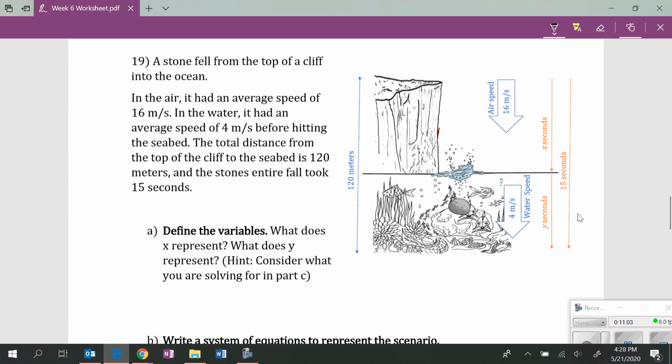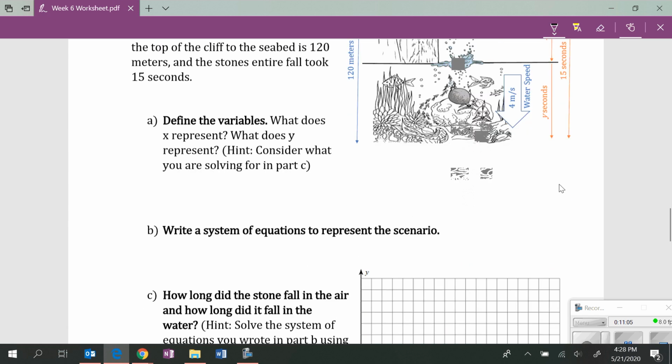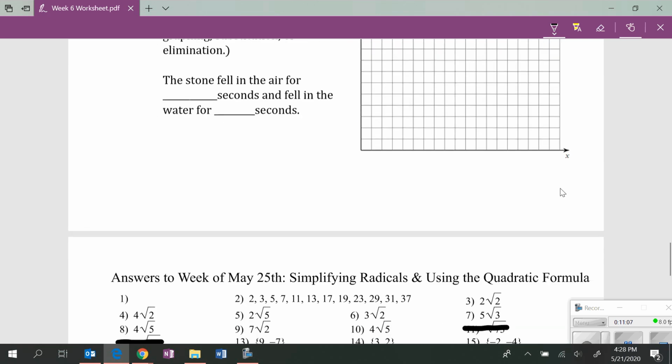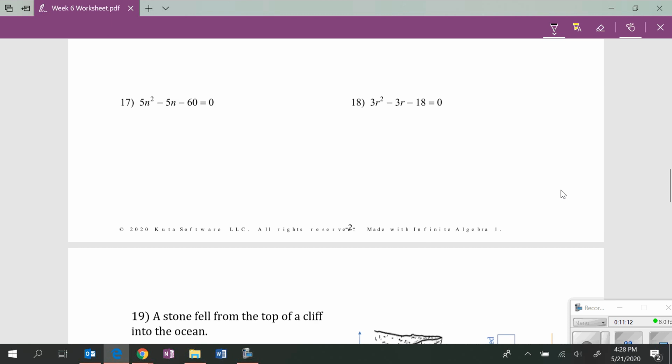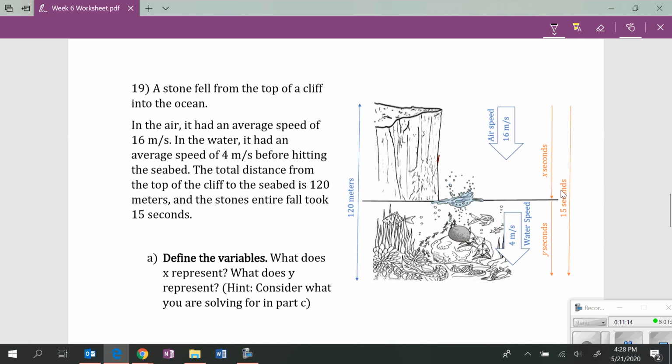The last one is a word problem, which either you can do on your own or we will do it together in our Zoom meeting class on Tuesday. So if you need help with that, make sure you come in for class on Tuesday.